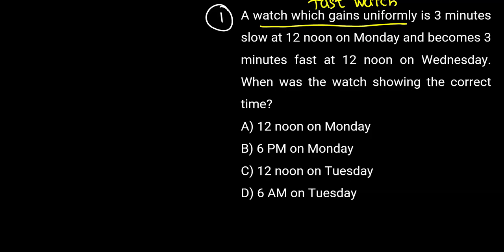Your watch is basically fast. You kept it 3 minutes slow at what time? 12 noon on Monday. But it became 3 minutes fast at 12 noon on Wednesday. Somewhere your watch is matching with the correct time. What is the timing they are asking? At what time is your watch showing the correct time?